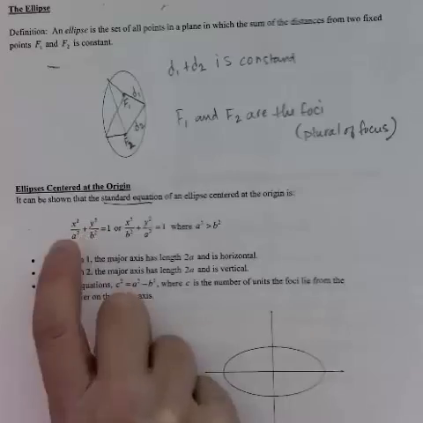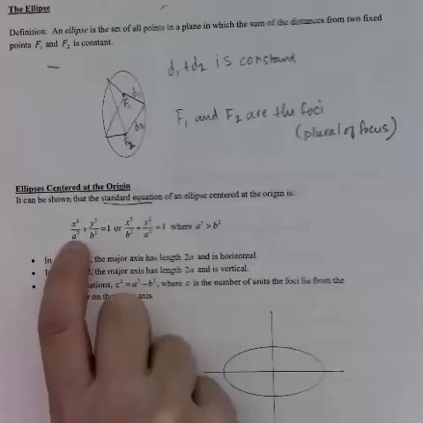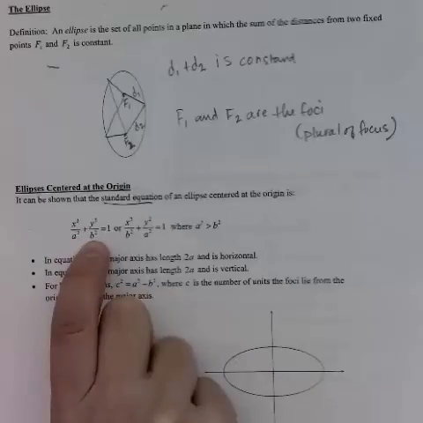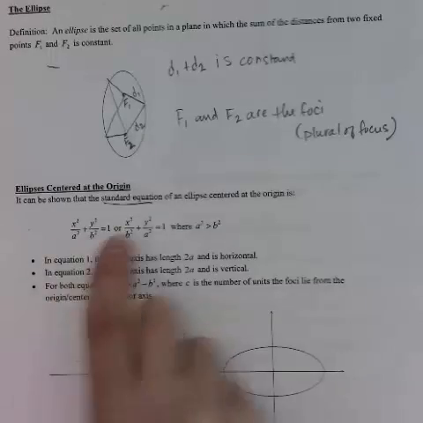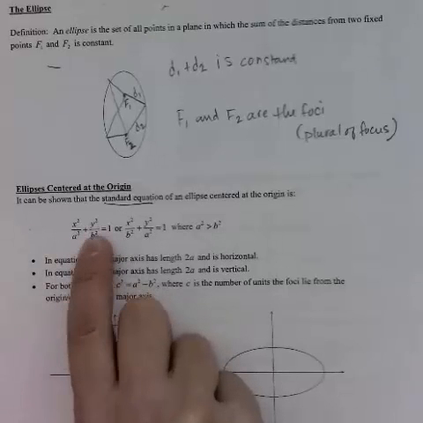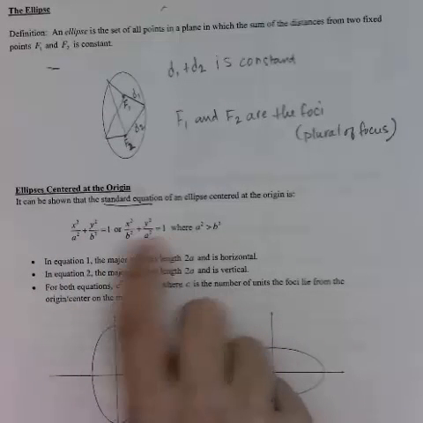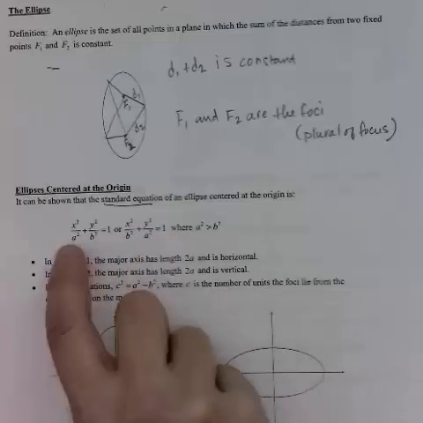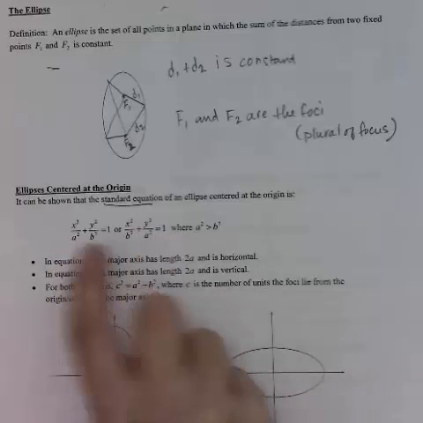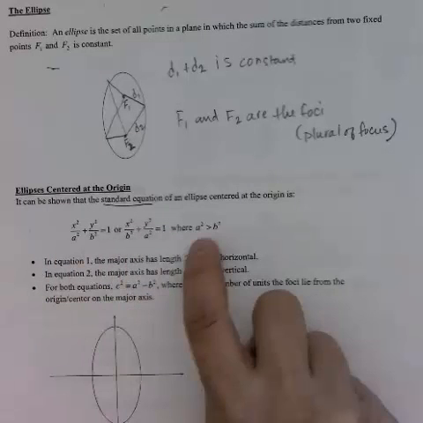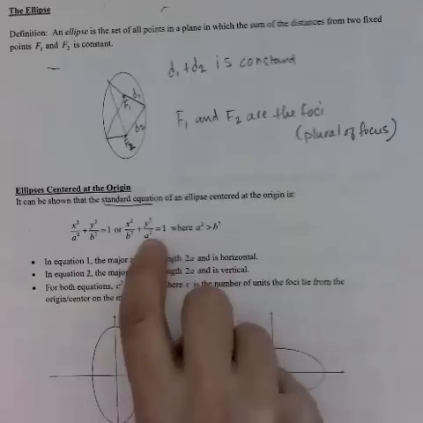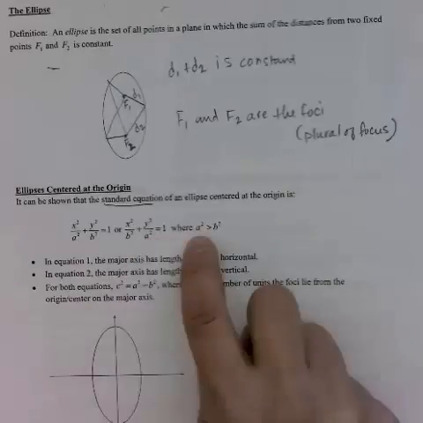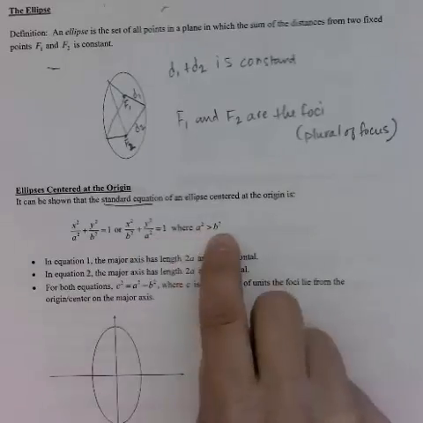And here, this a squared, whatever that number is, should be bigger than the number here, b squared. Now these can actually have the number under y squared be bigger, but then we're going to call it a instead. So we want to notice which one is bigger. And whatever number is bigger, that's the one we're going to refer to as the a squared. So a squared has to be bigger than b squared here.